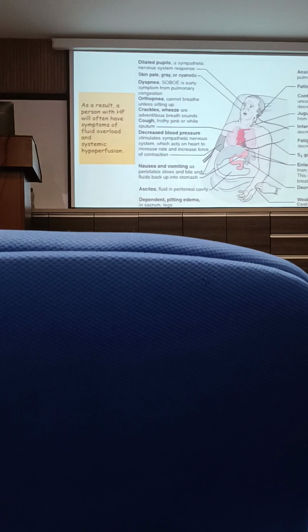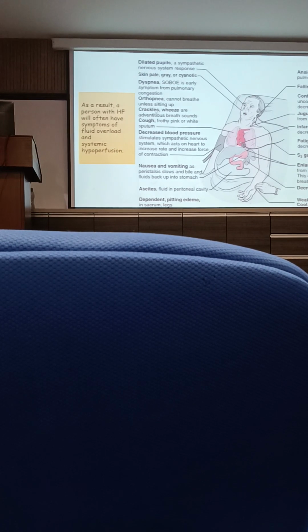For example, here as you can see, a patient with heart failure will have dilated pupils, and this is a sympathetic response. Dyspnea, or difficulty in breathing or shortness of breath, is because of pulmonary congestion. With antidiuretic hormone, you are trying to conserve sodium and water inside the body. Instead, the patient can have lung congestion. There is too much water inside the lung, and because of the water inside the lung, the patient cannot lie flat.